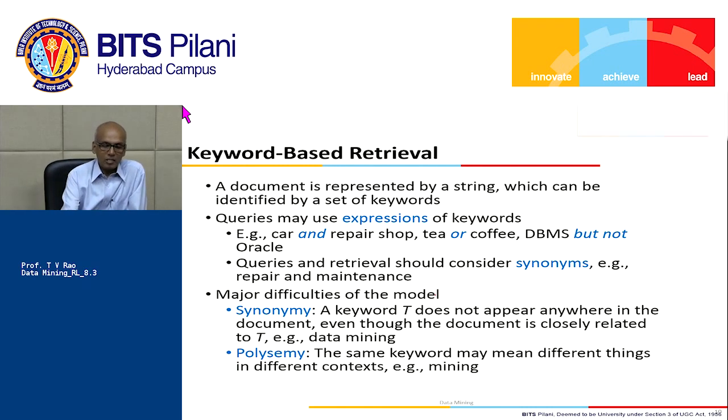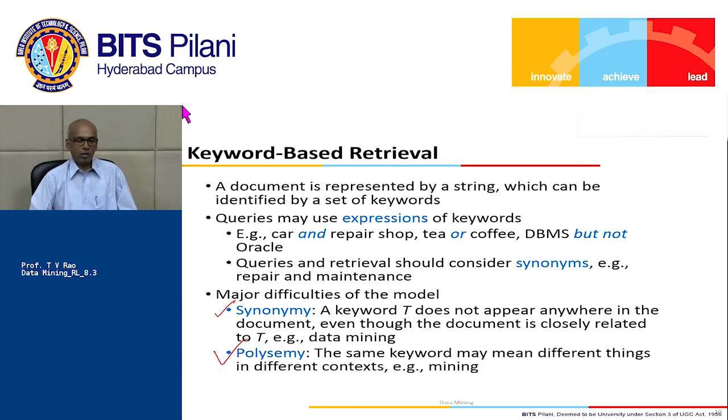Some of the challenges with this approach are a couple of things. One is synonymy and the other is polysemy. Sometimes we have a document that is representing a specific topic, for example, data mining, but the word mining itself may not appear anywhere. It may say that this document is all about association rules.